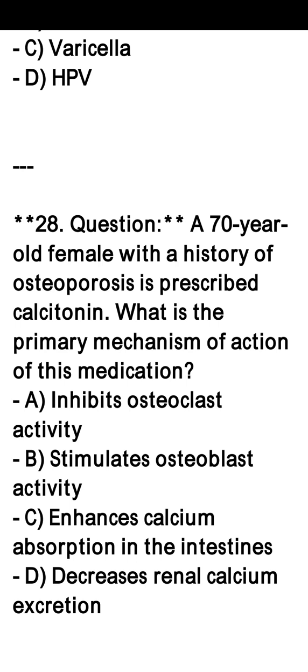A. Inhibits osteoclast activity. B. Stimulates osteoblast activity. C. Enhances calcium absorption in the intestines. D. Decreases renal calcium excretion. So the right answer would be A. Inhibits osteoclast activity. Calcitonin inhibits osteoclast activity, reducing bone resorption and helping to maintain bone density in patients with osteoporosis.